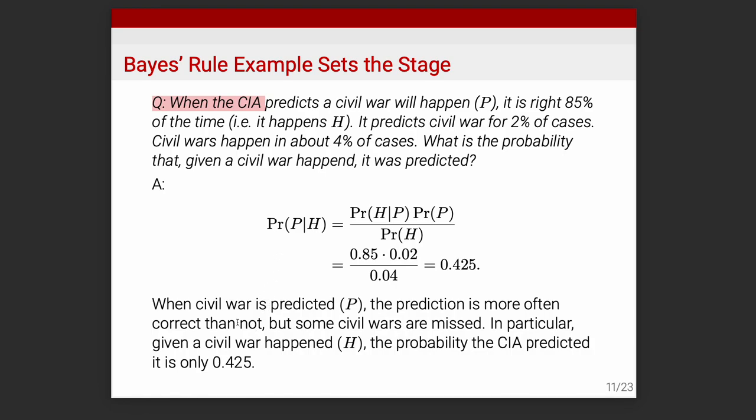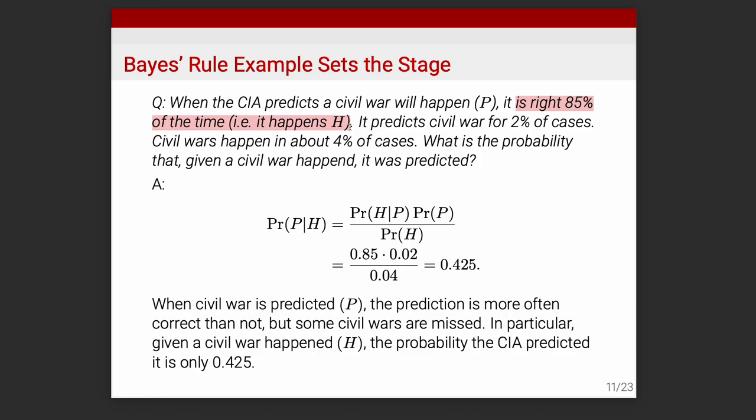Because the CIA misses some civil wars, the probability that, given that the civil war happened, it was actually predicted, is much lower than the probability that it's correct when it predicts civil war. Another way of saying that is this example shows you how if you only predict confidently in cases where you're confident, the signal to noise ratio still might not be great because you're missing cases when there will be civil war. When you're not confident, you're not predicting them.